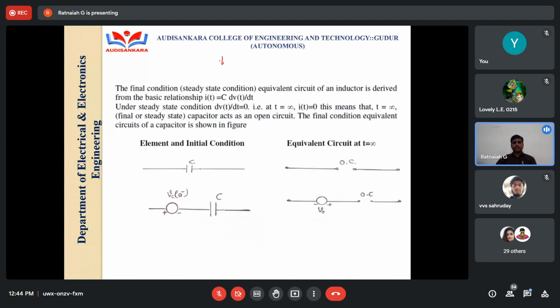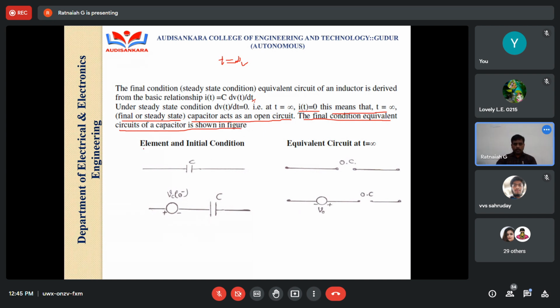At steady state condition, that is at t is equal to infinity, I is equal to C dV by dt. If you substitute t is equal to infinity, d by dt will become 0. That means I of t will become 0. This means at t is equal to infinity, our final or steady state, the capacitor will act as an open circuit. Therefore, the final condition equivalent circuit of the capacitor is as shown in the figure.